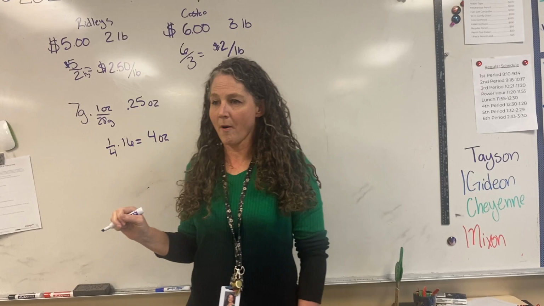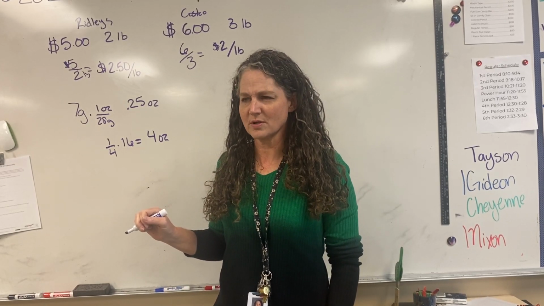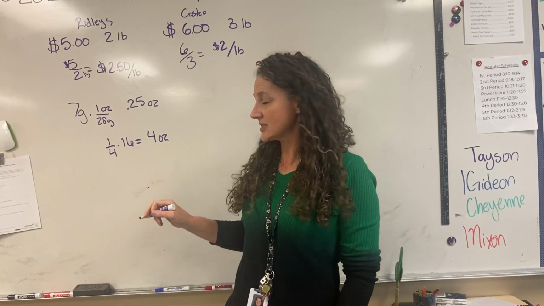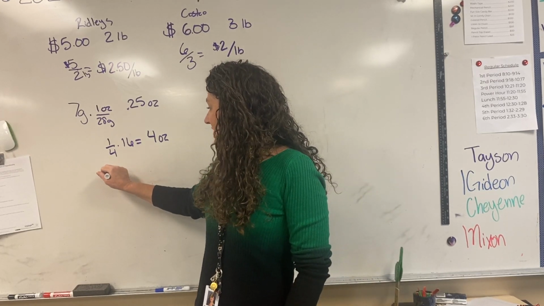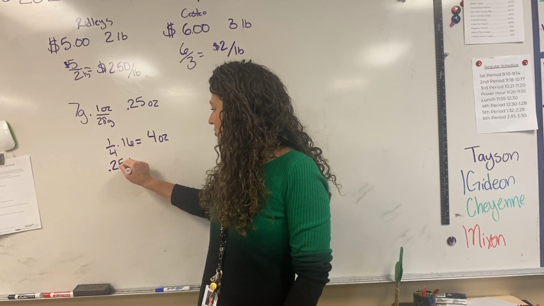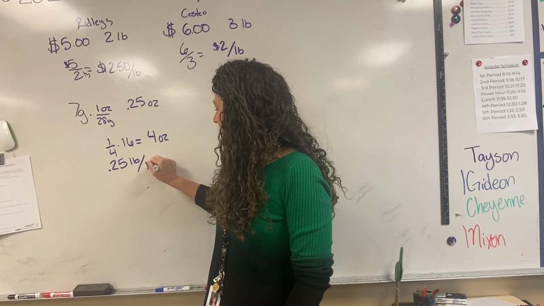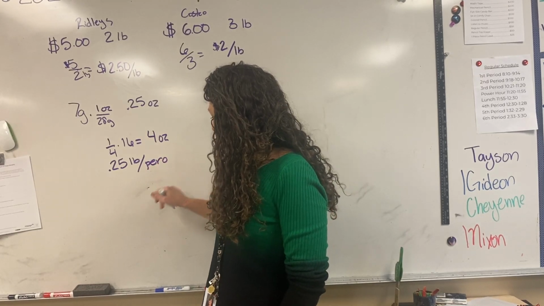But how many ounces are in a pound? You guys remember? Somebody said it. 16. There are 16 ounces in a pound. So everybody's having 0.25 pounds. So there's 0.25 pounds per person. Do you see how we have a unit rate?